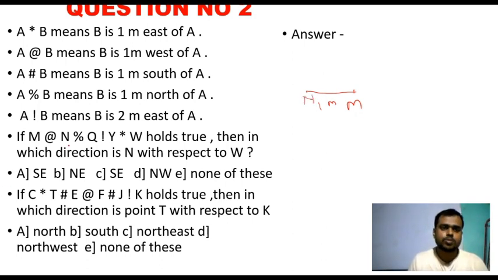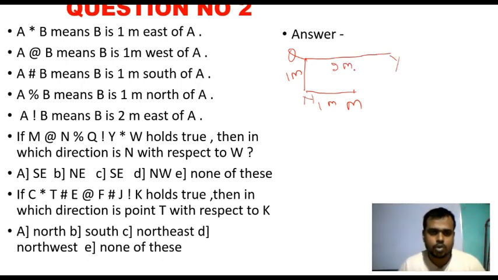Now N percentage Q means Q is 1 meter north of N. So this is 1 meter north of N. This is Q. After that, Q exclamatory mark Y means Y is 2 meter east of Q. Now this is 1 meter, that means this is 2 meter. This is Y, suppose, and this is 2 meter.